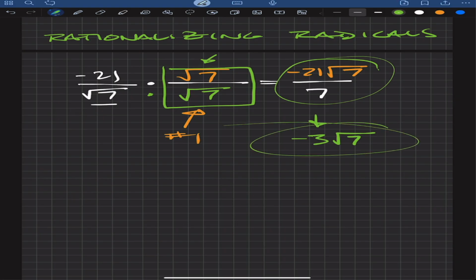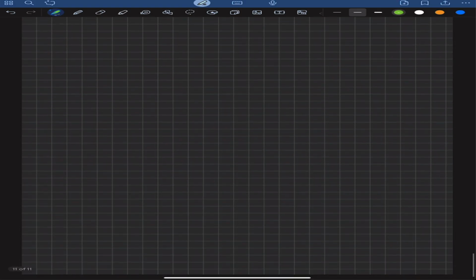Now, someone else had a second question, and that question was, hold on a second, was this question. So that was rationalizing radicals.